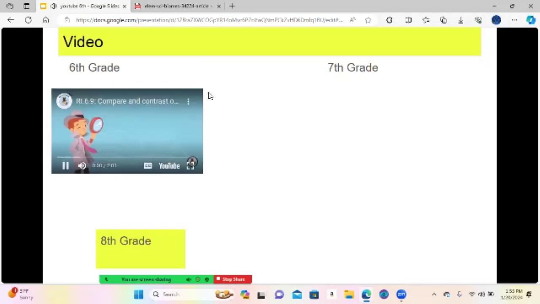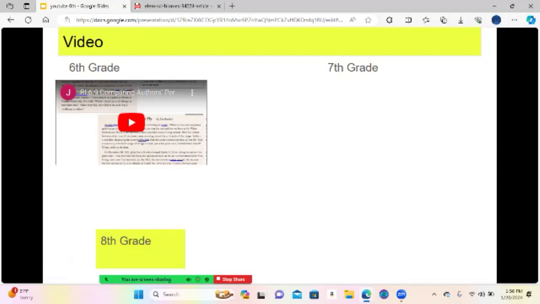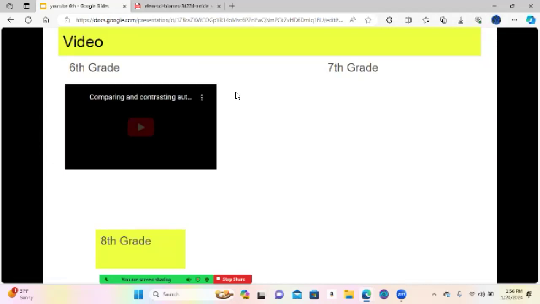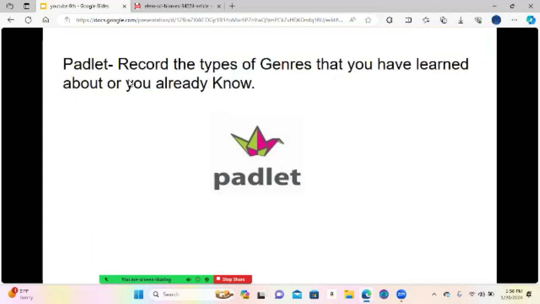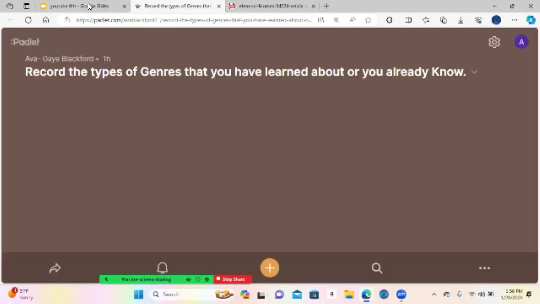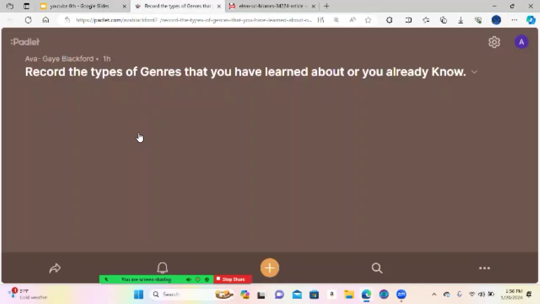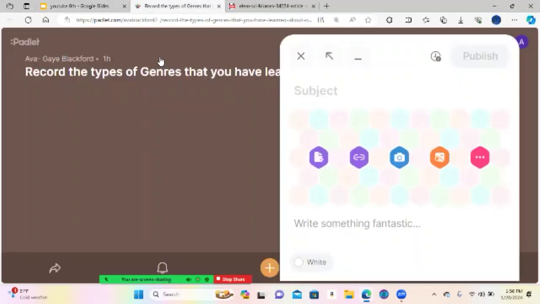You are going to record all the different types of genres that you're familiar with. We have been learning about genres, so I want you to share with me. You're going to record the types of genres that you have learned about or you already know. So once you click on the link, you can click on the plus sign and begin typing the genres that you know.